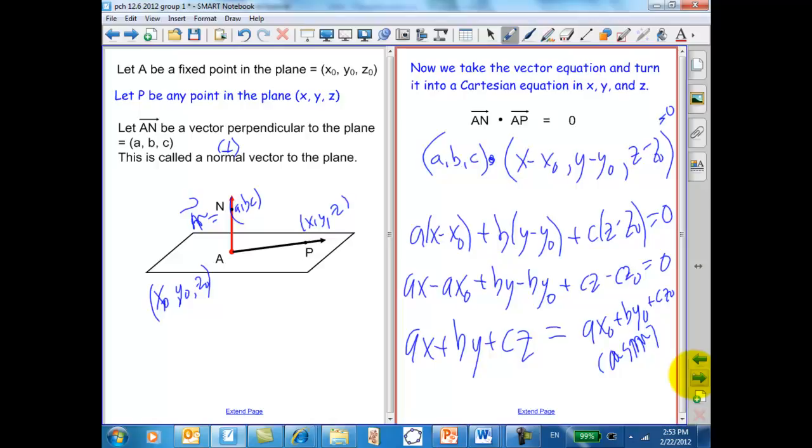Why did we set this equal to 0? Because n is always perpendicular to any line going in the plane through its foot. So the dot product has to be equal to 0. Okay?